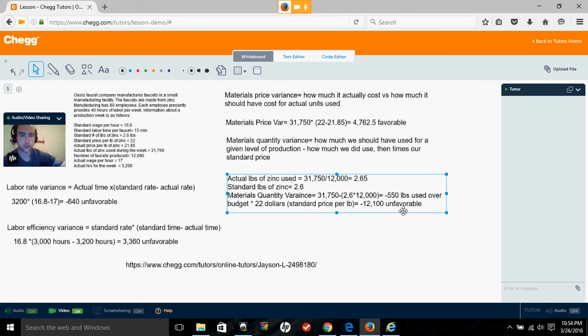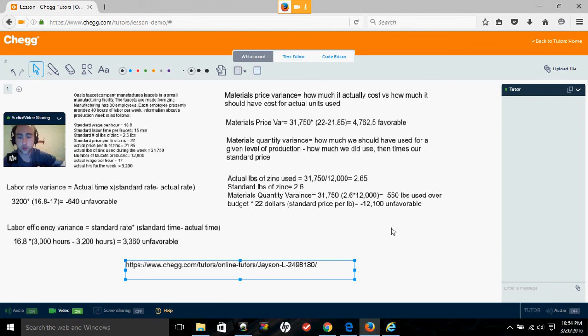And that takes care of our materials variances. Now if we wanted to get our total variance for materials, we would just add the 12,100 and the 4,762. And that would give us our overall variance, which is negative, so we didn't do too good for materials this period.